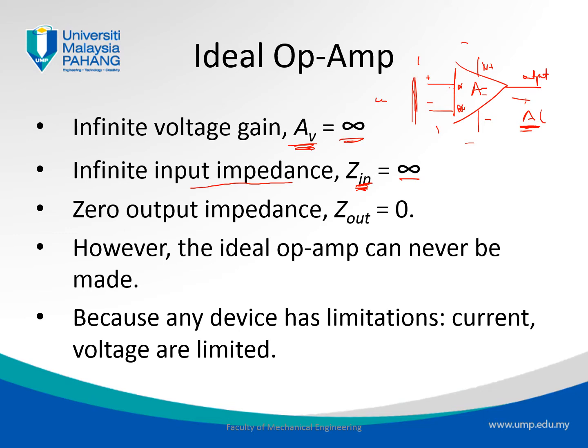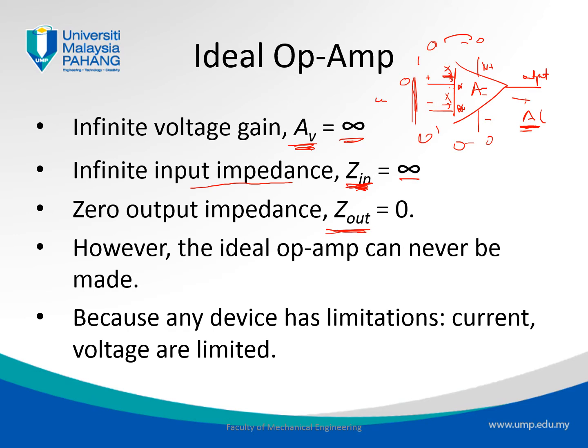What does it mean to have an infinity input? It means there will be no current that could get into the operational amplifier. Depending on the components that we arrange around the operational amplifier, it can do different operations. But nonetheless, there will be no current that can get into the operational amplifier because the input impedance is infinity.